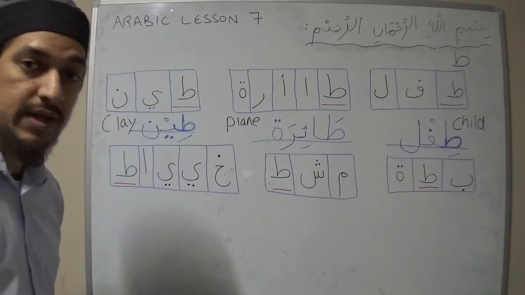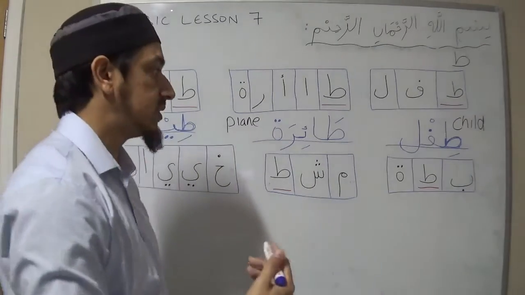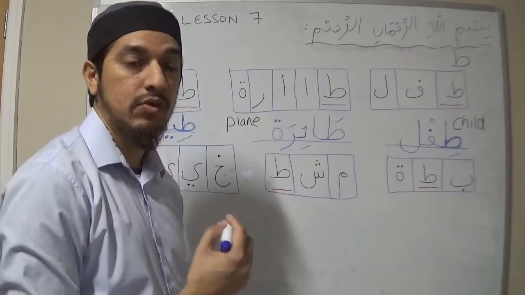So that's ta at the beginning. Now we look at ta in the middle and then towards the end. So the next word we have is batta.